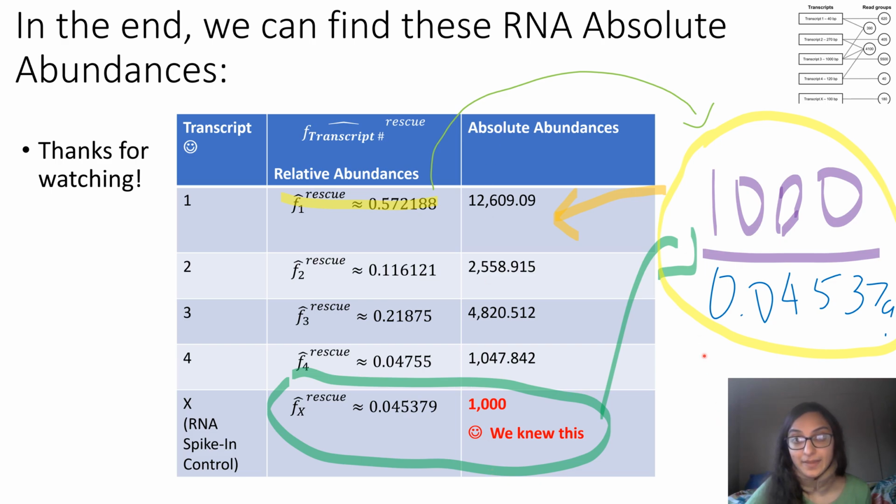So these are the absolute abundances inside the cells that we found. About 12,609 of transcript 1, about 2,558.915 of transcript 2, 4,820 of transcript 3, and 1,047 of transcript 4, which is very close to what we find for transcript X. That's just to tell you how we did this and how we can go from relative to absolute abundances, all by using our RNA spike-in.